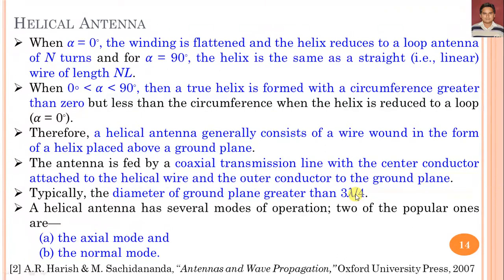From the analysis we can see that this helical antenna can be operated in different modes, of which we discuss two here: axial mode and normal mode. One more mode also exists, called the conical mode, but we are not discussing it here. So we are going to discuss the axial mode as well as the normal mode.